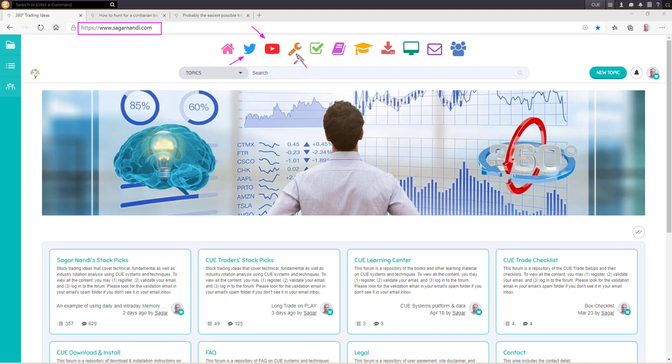If you want to know the Q systems and their underlying platforms, the Q tools, you can click on the tool icon. The Q standard trade checklist, the unambiguous checklist that you may use to take trend following, trend reversal, bounce, etc. trades, you may access those checklists using the checklist icon. You may use the book icon to download all the books on Q systems and techniques. The graduates icon provides learning guidelines for new Q traders.